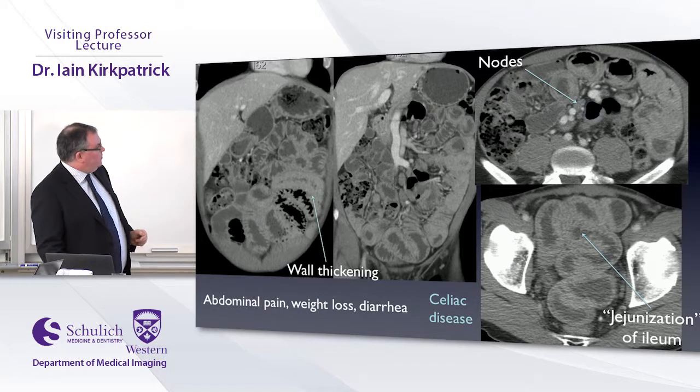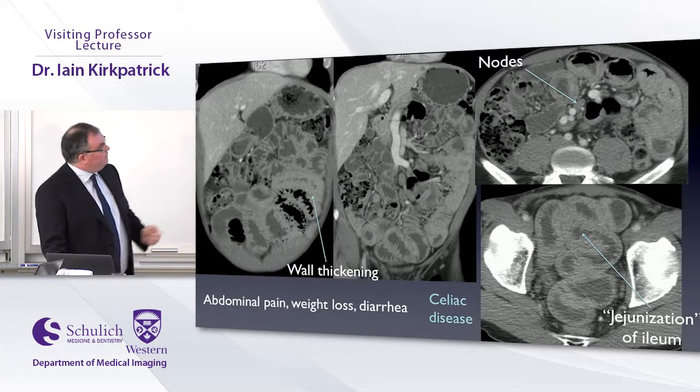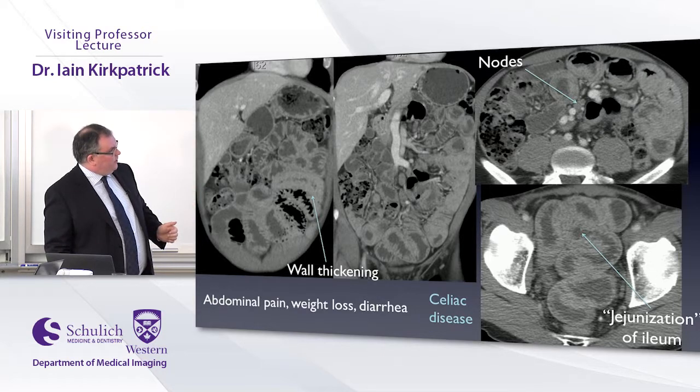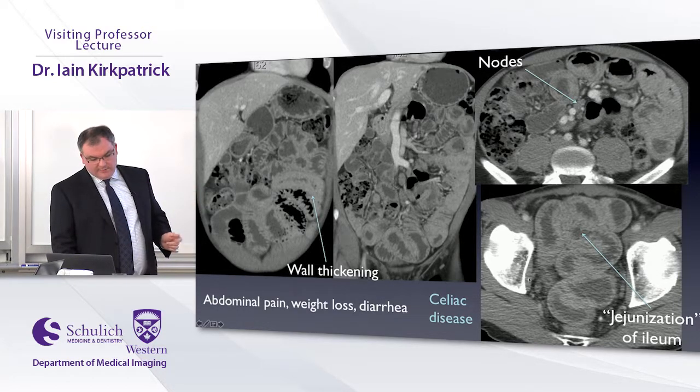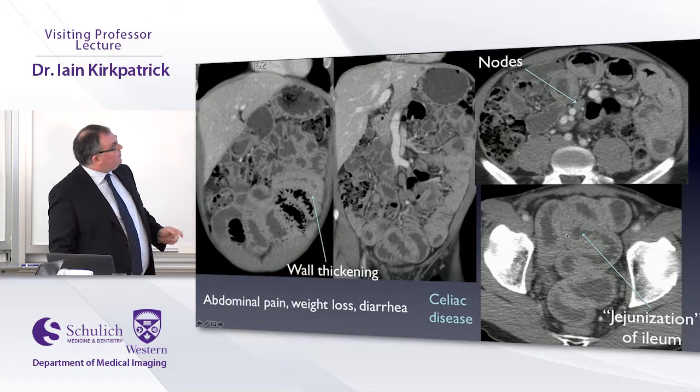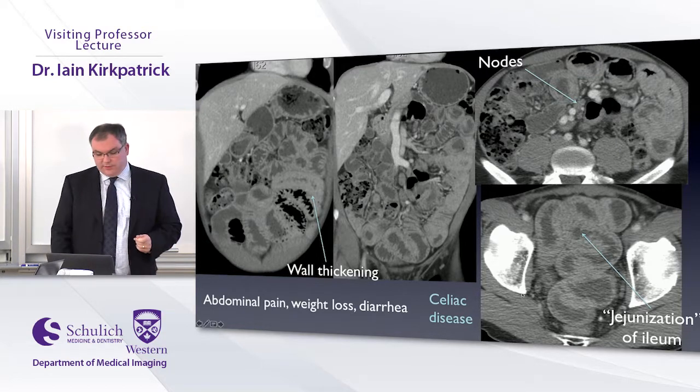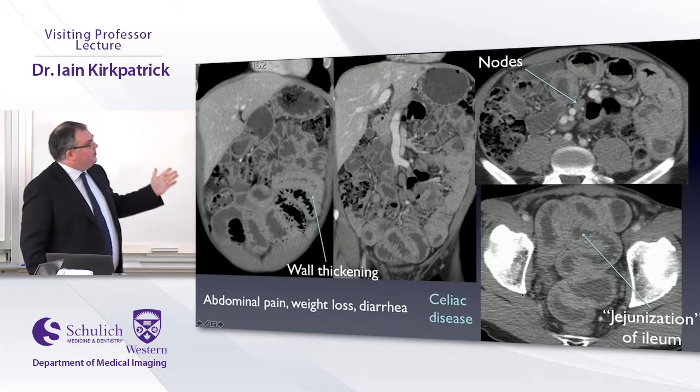And then another patient with presentation of abdominal pain, weight loss and diarrhea. Same thing, very nice jejunization of the ileum. That's a really good clue. Lymphadenopathy as well and wall thickening. I really like this next case.